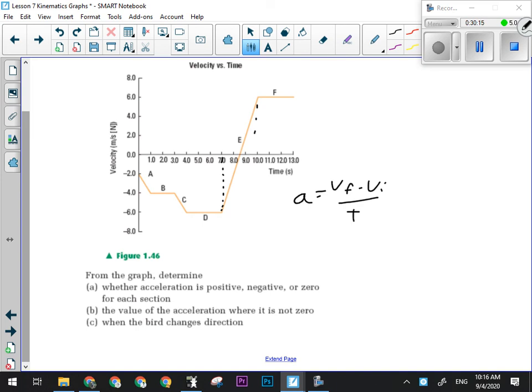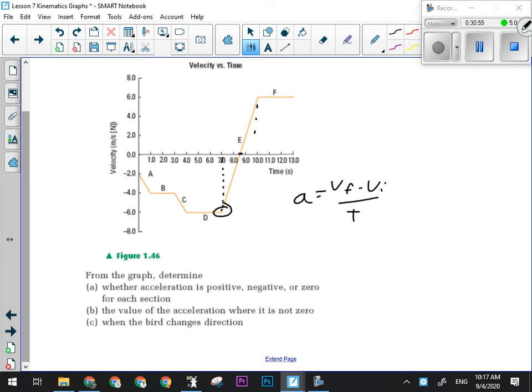Okay, part C is the tricky part. When does the bird change direction? Part of this graph, the bird is flying south. Part of this graph, the bird is flying north. At what time does it actually start flying north? 8.5 seconds? Yes. First time anybody has got that right on the first try. How many of you were thinking it was here? You don't have to admit it, but probably a lot of you were.